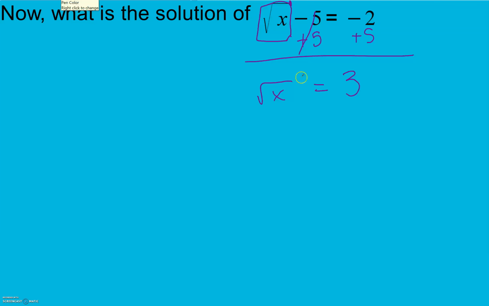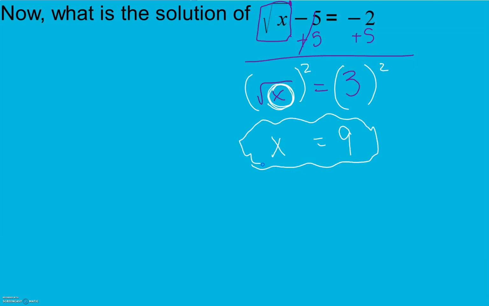Now again, to get rid of my square root, we're going to square both sides completely. We're going to completely square the left side and get just our radicand, whatever's inside our square root, is all we have left. And on our right side, we square the entire thing. 3 squared gives me 9. That's our solution. Let's double check it here. Square root of 9 minus 5 equals negative 2. Let's check. Square root of 9 is 3. 3 minus 5 is negative 2. And negative 2 does equal negative 2, so it checks, and we are correct.